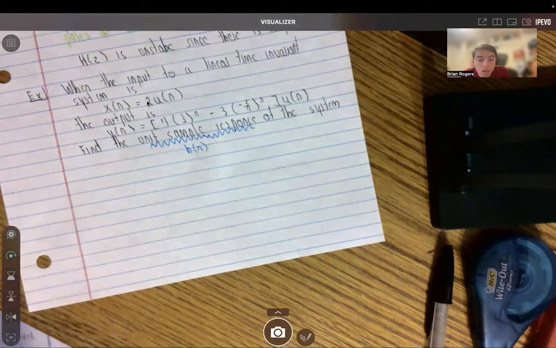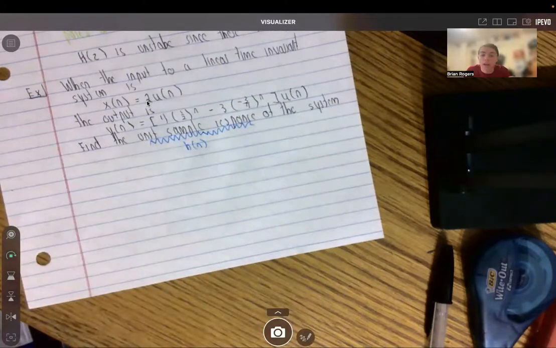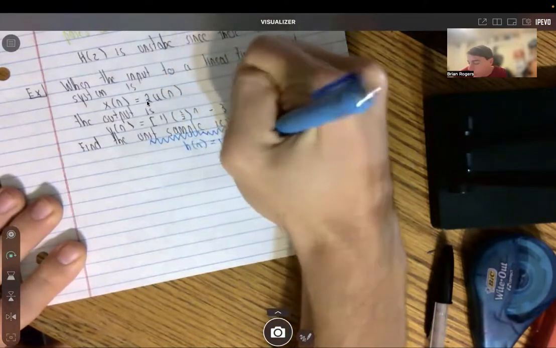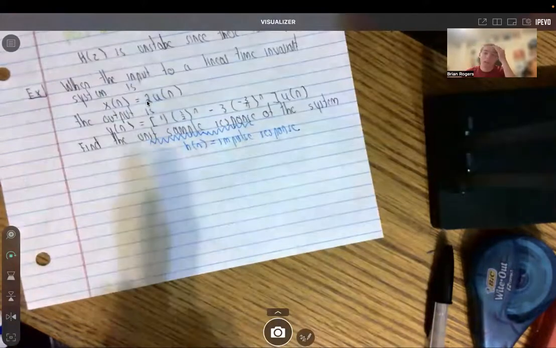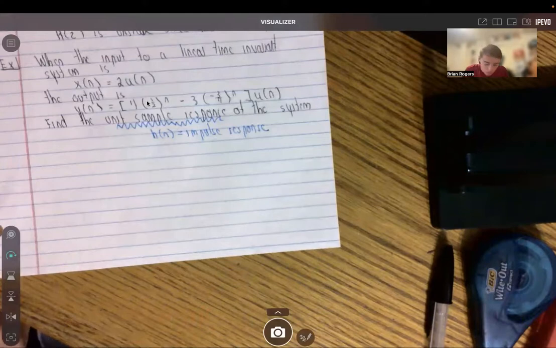A lot of times we talk about the system function, which is capital H of z. That's the z transform of the unit sample or the impulse response. So oftentimes, I think in problem 5, they called this the impulse response. It's the same thing: impulse response, unit sample response. So if you see either of those on his exam, it means the exact same thing. So we need to find a unit sample response of the system.